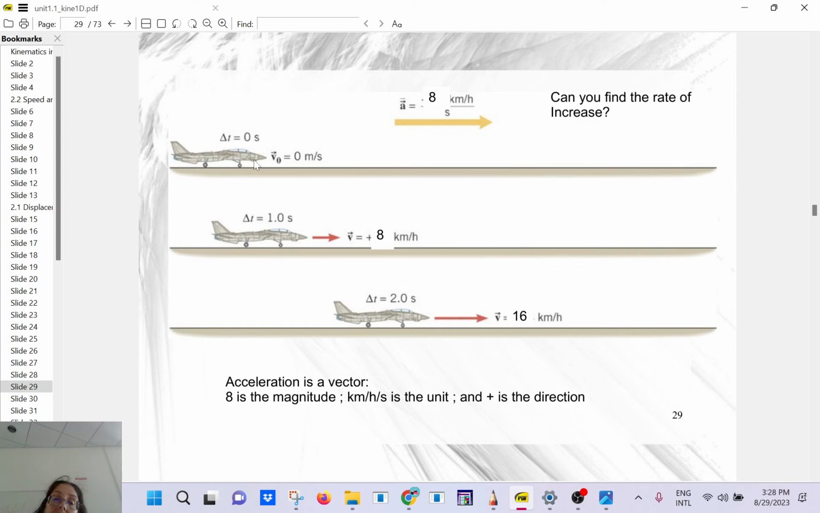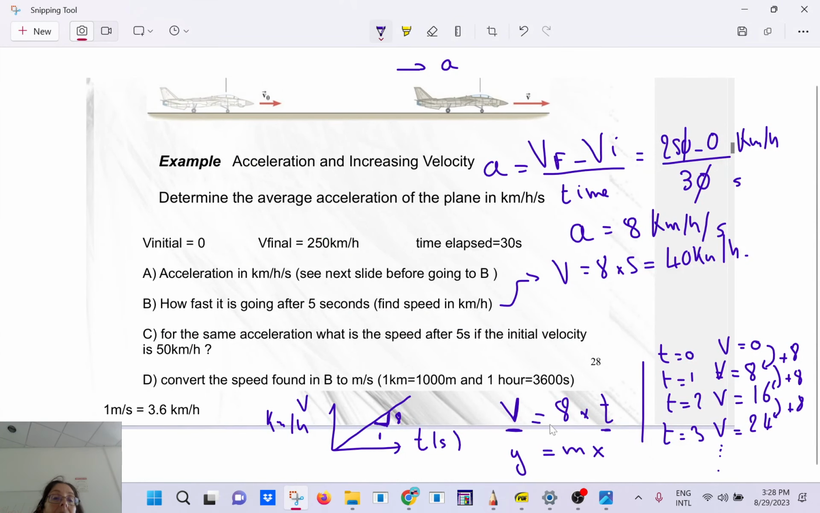So here 0, and then plus 8, and then plus 8, and then plus 8, and then plus 8. So 8 plus 8 plus 8 plus 8 plus 8 is 8 times 5. So it increases at a constant rate.